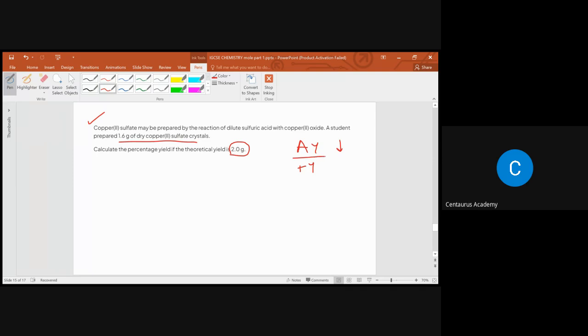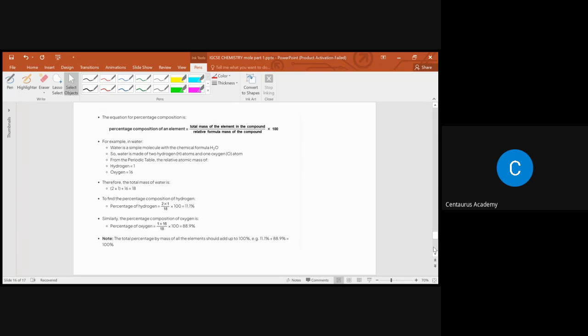So actual yield divided by the theoretical yield will be multiplied by 100 to convert it into a percentage yield. Theoretical yield given to you is 2. 1.6 grams is the actual yield, and you simply divide by 2, multiply it by 100 to give you the final answer. Okay. And you can see in the question as well, it says a student prepared 1.6 grams of this. This context basically tells you that this is going to be your actual yield. Okay. Moving on to the next one.